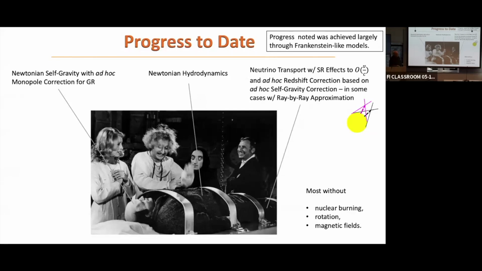In addition, we at Max Planck use what's called the ray-by-ray approximation, where instead of one 3D problem, we're solving a set of spherically symmetric problems. I can go into more detail later as to what impact that has, but that in and of itself is not sufficient. One has to solve a single 3D problem. And as I said, most of the success we've seen has come from simulations without nuclear burning networks, without rotation, without magnetic fields.